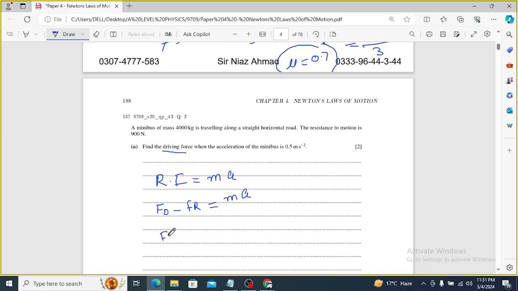So the driving force minus frictional force. Frictional force is 900 Newton equals mass. Mass is 4000 into acceleration is 0.5. So it is 2000. Driving force minus 900 equals 2000.